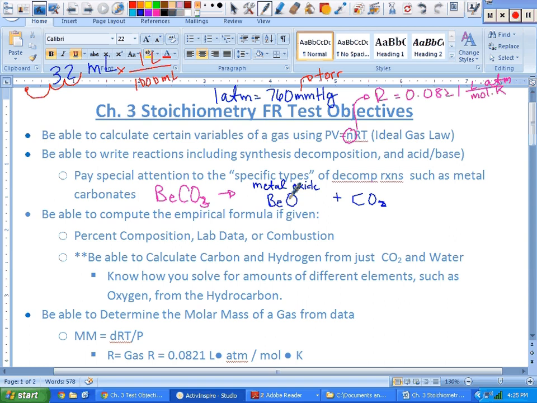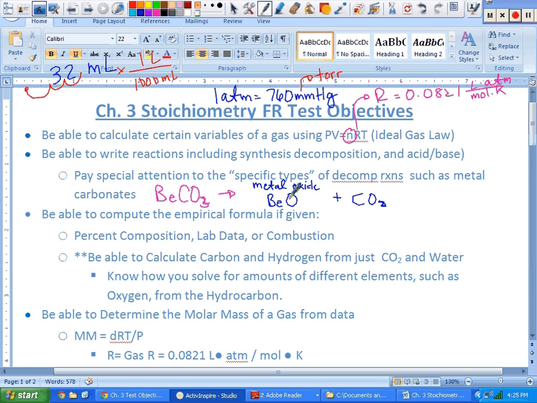Okay. Be able to compute the empirical formula given percent composition. If they give you percents, what do you do? Drop the percent sign, change it to grams. Please listen. What if they give you a missing percentage? If they say it's tungsten oxide and tungsten is 44%, and they don't say anything about oxygen, subtract from 100. Okay. The other one, be able to calculate carbon and hydrogen from just CO2 and water.